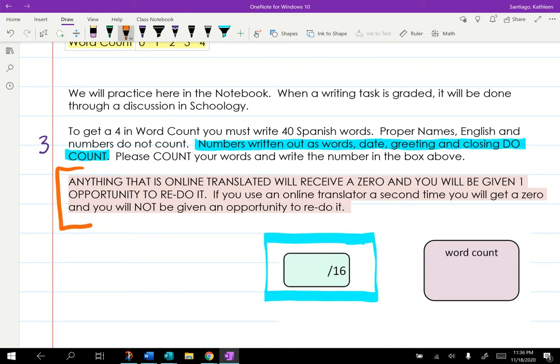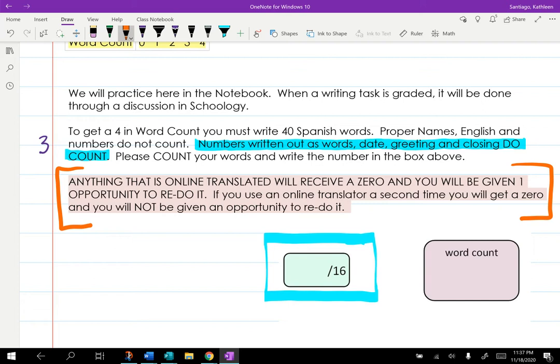Anything that is online translated will be given a 0 for a writing task, and I will give you an opportunity 1 time throughout the year to redo it. No questions asked. You just have to say, yes, it was online translated, and I will give you 1 opportunity. The second time you use an online translator, you will be given a 0 and there will not be an opportunity to redo it. I do not want to know what an online translator knows. I want to know what you can do with the information that you were given for that chapter.